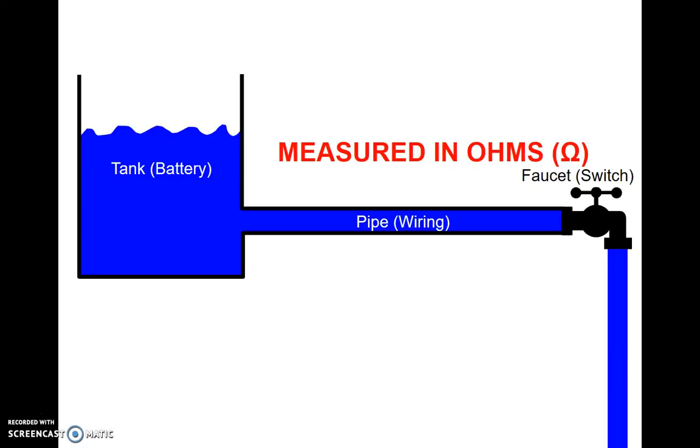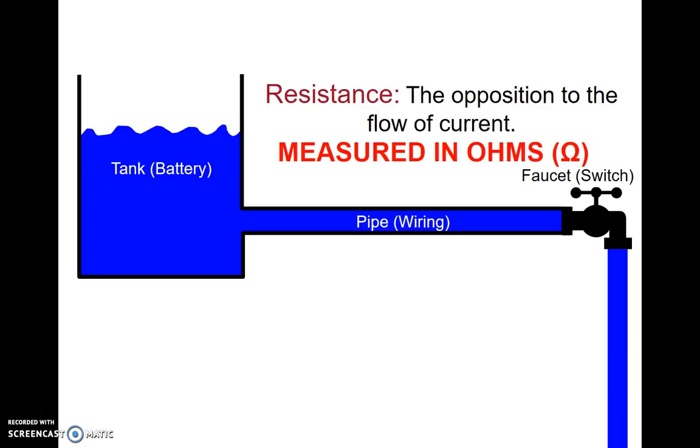All right, third one, resistance. Go ahead and write that down. Resistance is your opposition to the flow of current. So it's something that opposes the flow. It's measured in ohms, and it's got this omega symbol here.